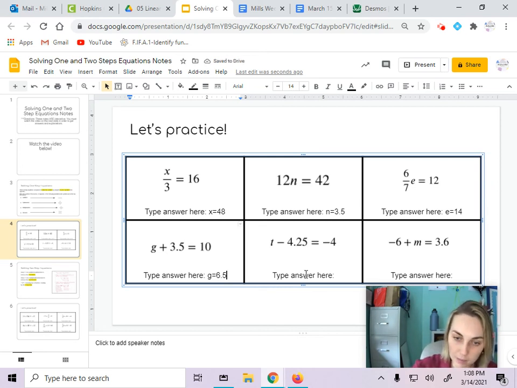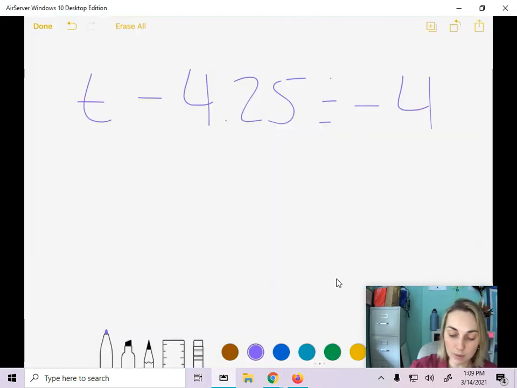All right, so just a couple more on this one. We have t subtracted by 4 and 25/100ths, and that is equal to -4. So again, the same thing. We want to put a balance beam through the equal sign, and then we want to go ahead and solve.